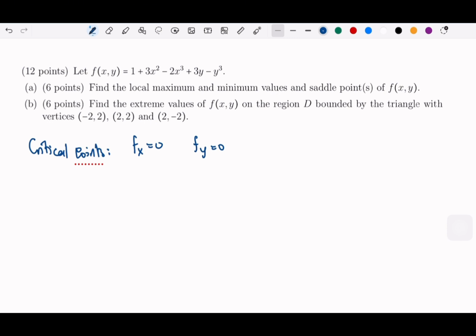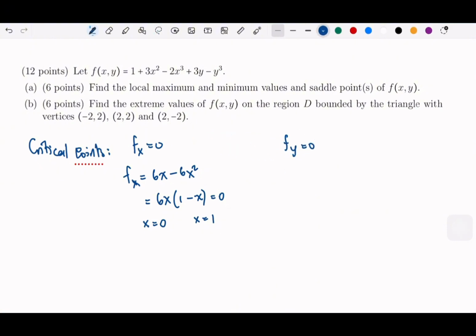Okay, I think we can try. So partial x we can get through partially deriving with respect to x. So we have 6x minus 6x squared, or we can take this as 6x times 1 minus x. Okay, so this will be equal to 0. So from the partial x, we get the possibility that x is either 0 or x is equal to 1. Okay, so we have two possibilities.